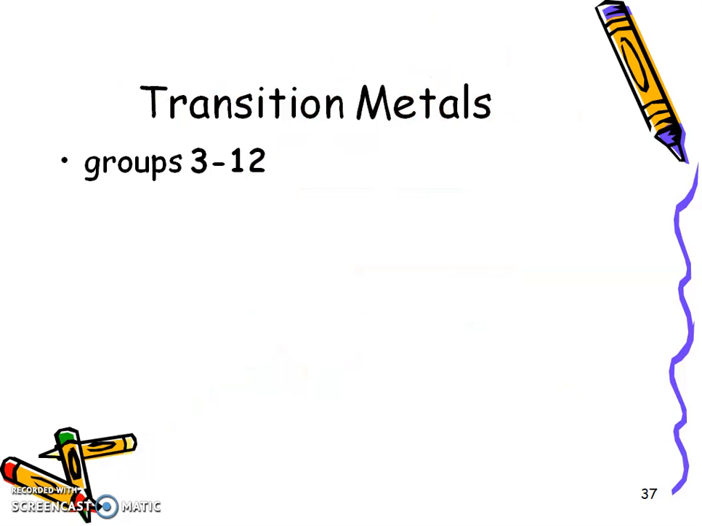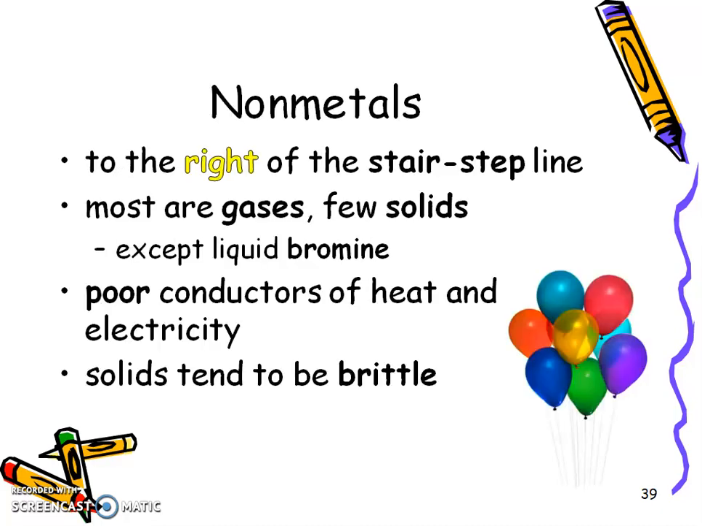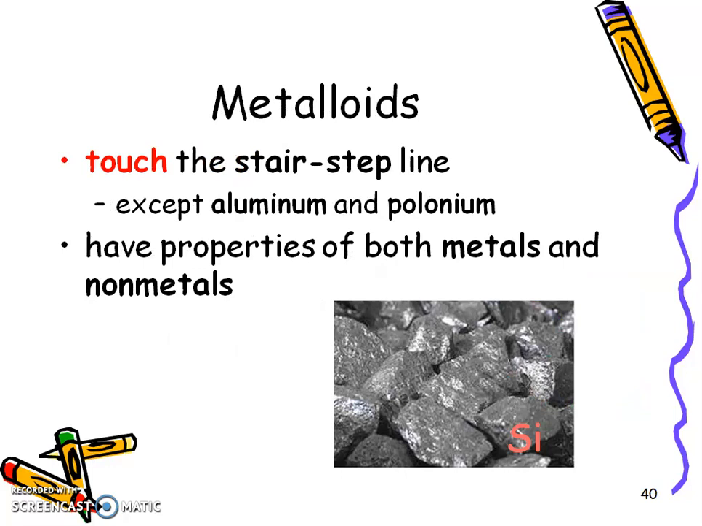The transition metals are just from those groups 3 through 12. And the inner transition metals are those last two rows on the very bottom. And we're going to talk about those later. They're called the lanthanide and the actinide series. Some properties of nonmetals and properties of metalloids. A lot of times I'll just call them oids.